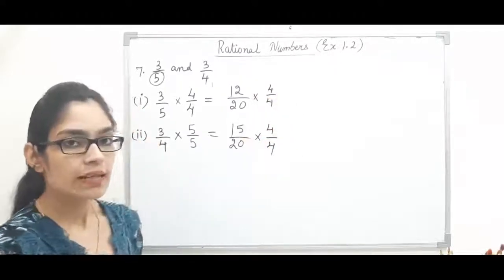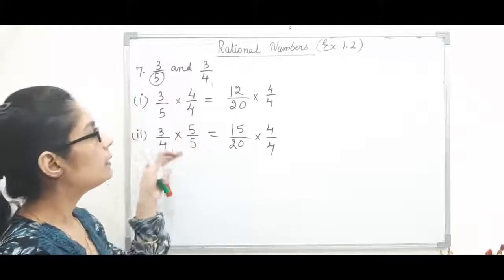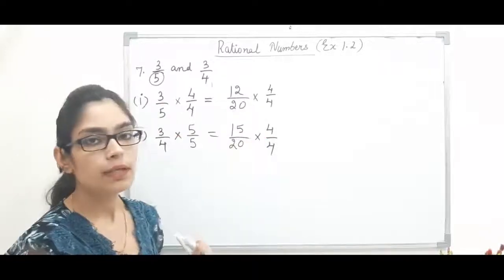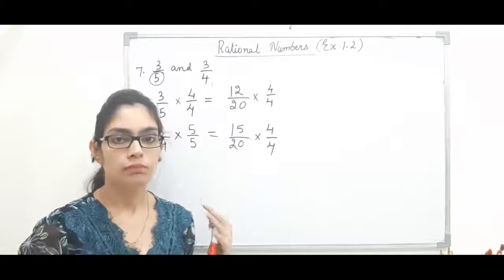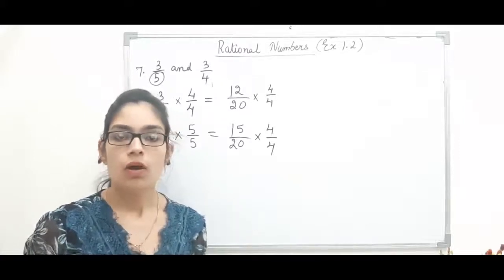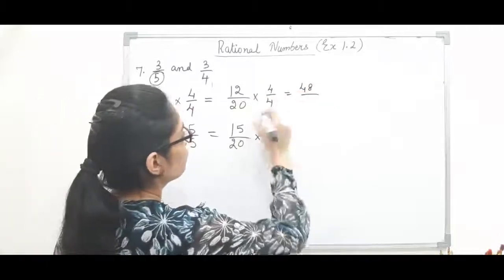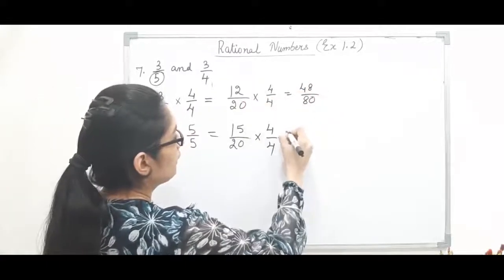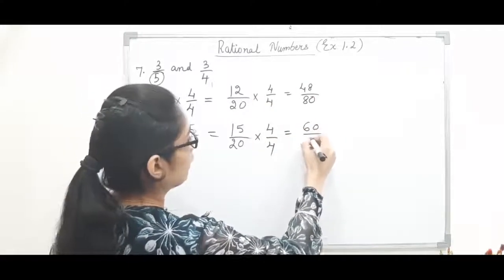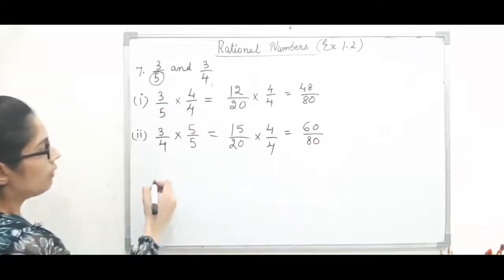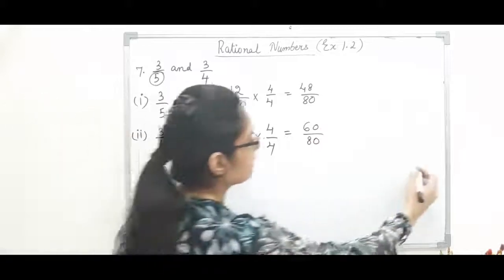If you want to save your time and don't want to do this again and again, just after this step, try to multiply these numbers with a bigger number. I was doing it with all the numbers because I wanted to explain to you that sometimes we won't get the required number of numbers. So 12 into 4 is 48, 20 into 4 is 80. 15 into 4 is 60 and 80. So I will write 48 and 80 here and 60 and 80 at the end.